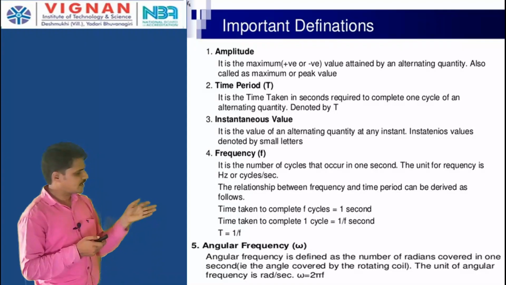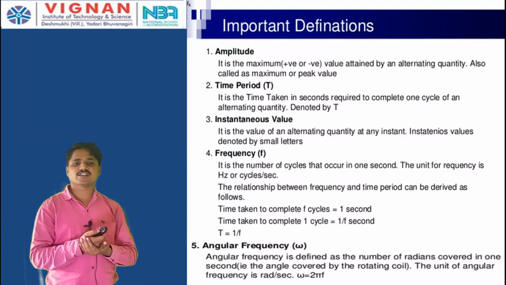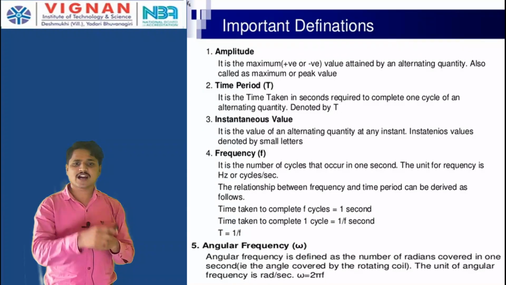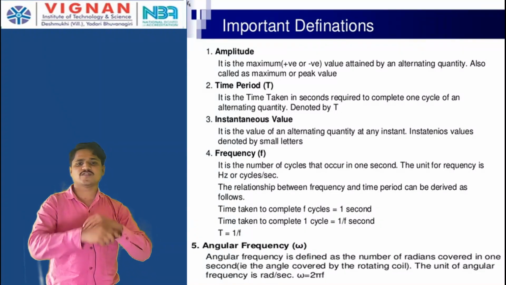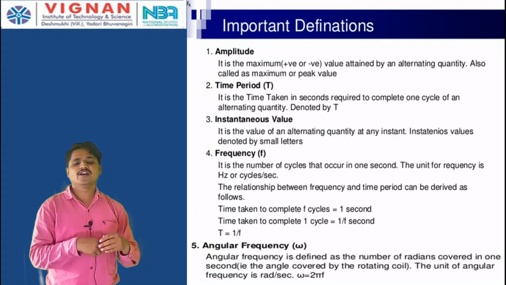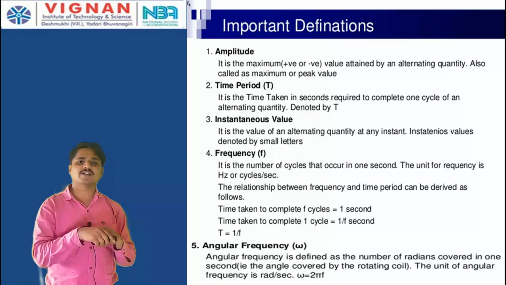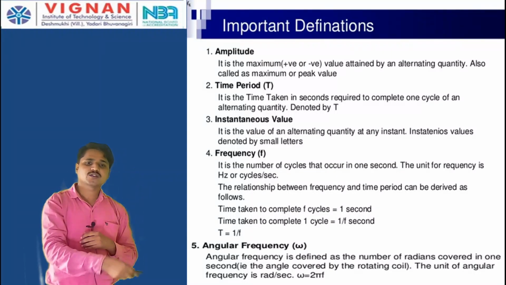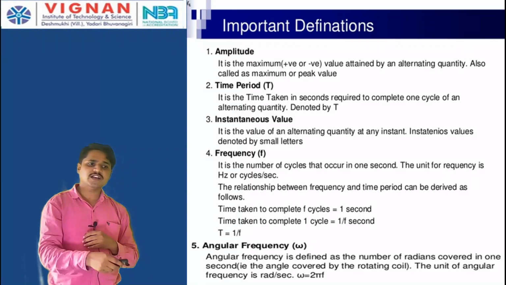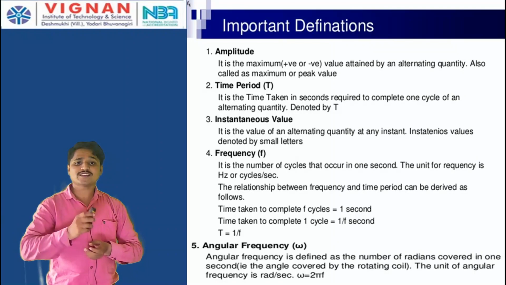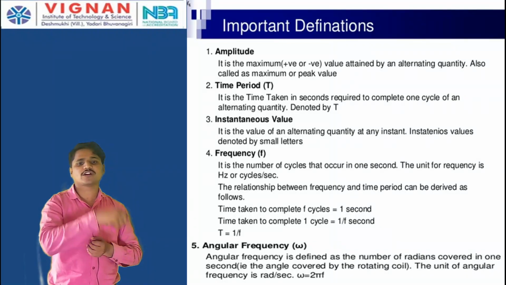Now, the next definition is angular frequency. What is angular frequency? You know how AC voltage is generated. According to Faraday's law of electromagnetic induction, whenever a conductor cuts the magnetic field, EMF is induced in the coil. That means when the rotor is rotating in the generator, it cuts the magnetic field, and then EMF is induced in the coil. What is that angular speed? The rotor rotation is called the angular speed omega.